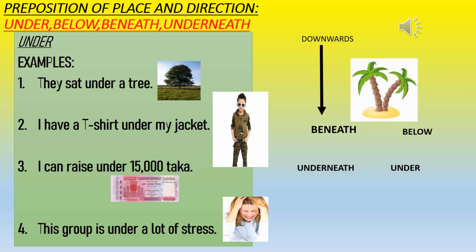Now look at the slide. In the first example, there is a picture of a tree, and the example says that they sat under a tree. Now listen very carefully. When there is any three-dimensional thing, and something is in a downward position of that three-dimensional thing, then we use under. So here we use under. They sat under a tree. They sat under the shadow of the tree.